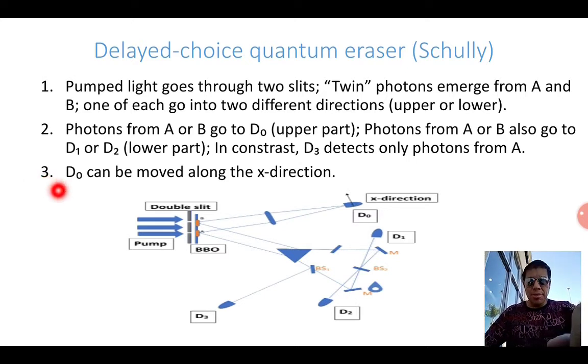All right, and then 3, D0 can move along the x direction, right? So how are we going to change the phase value? Well, we're going to move this one right here in different directions, and you might be wondering, what does that have to do with the other ones? Well, let's go to the method of collecting data for this experiment.